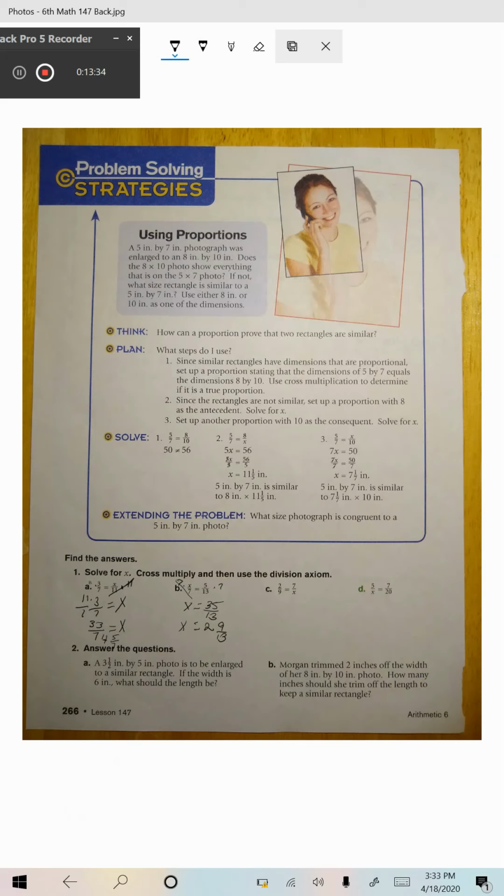All right. See if you can do at least C on your own. And if you want the extra points, you can do D.